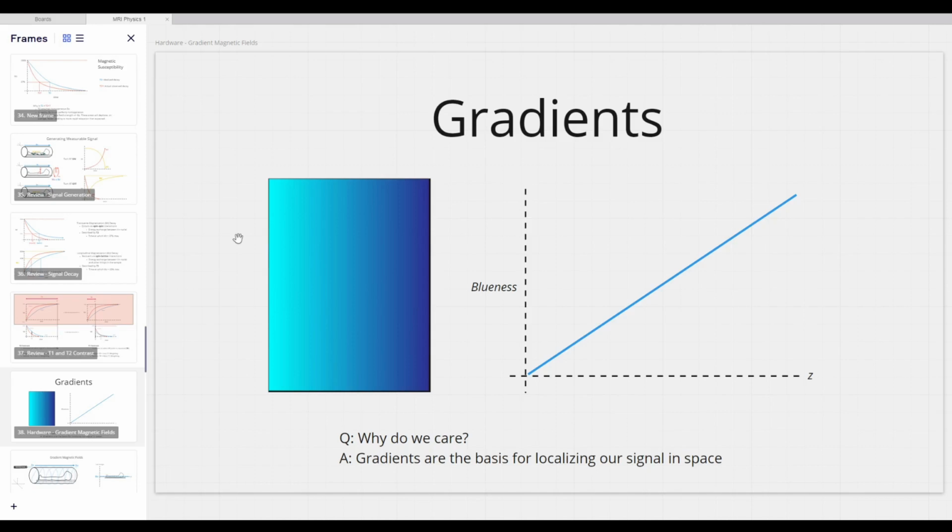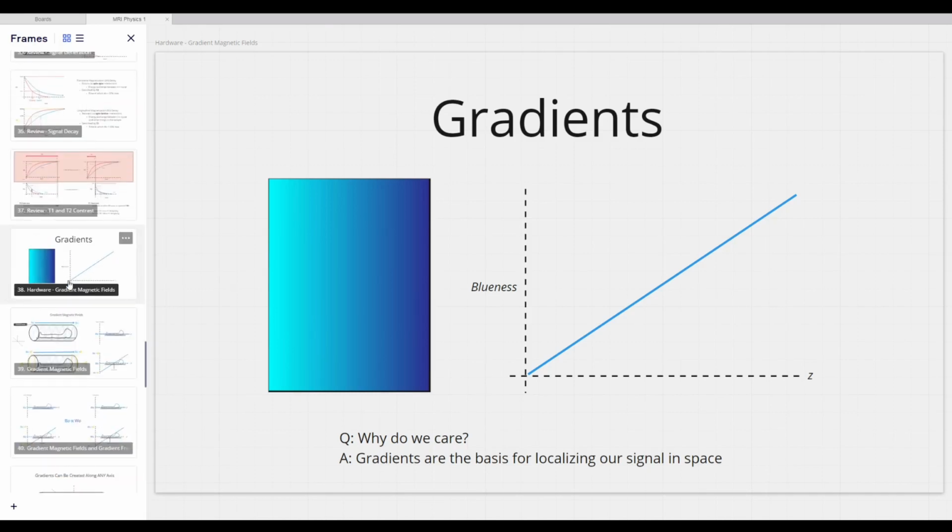So we talked about magnetic resonance and generating signal. We talked about contrast. Now we need to talk about spatial resolution. Well, how do we tell where that signal is coming from? And this is where we start getting a little bit into the weeds with MRI. So I'm going to go slow and try to make this actually make sense.